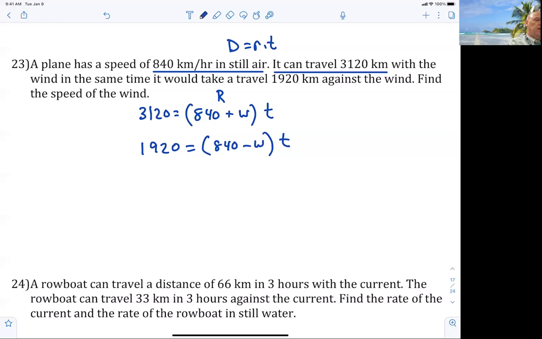Your first step, you must eliminate the same variable twice. And once you eliminate the same variable twice, it's super easy. But for whatever reason, kids forget this rule. You must eliminate the same variable twice.